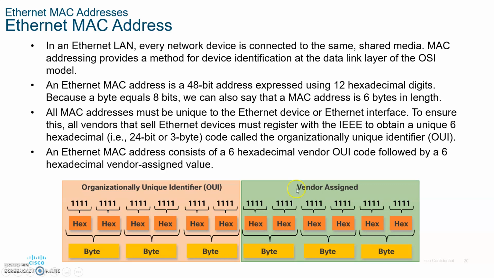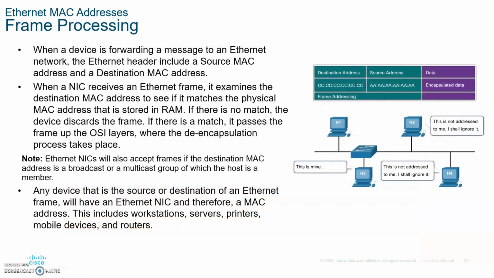Okay, so please write this down. An Ethernet MAC is 48 bits using 12 hex digits. Write this bullet point and the bullet point underneath it, the last three bullet points in fact, so you'll know exactly what the MAC address is made up of. That's something you have to write.